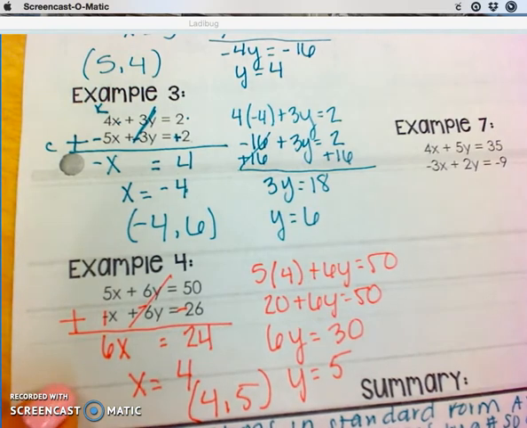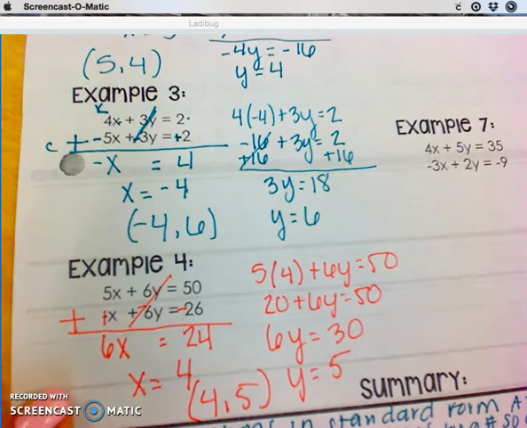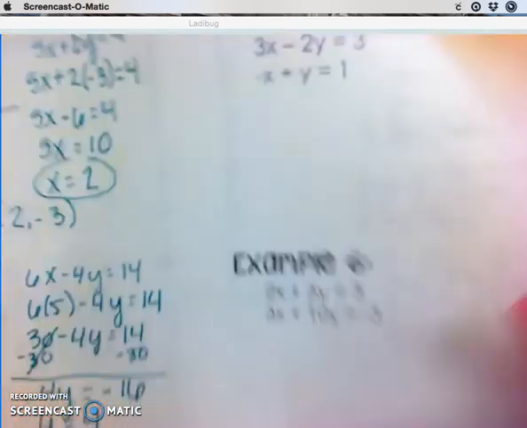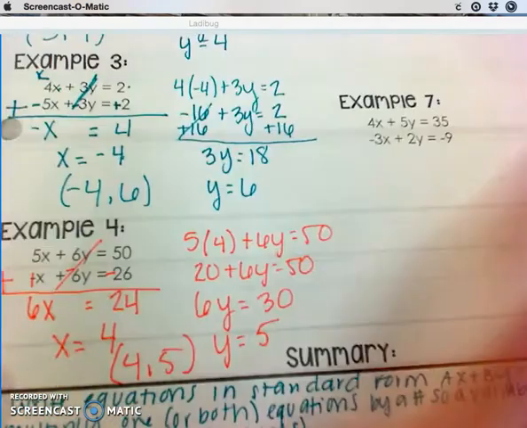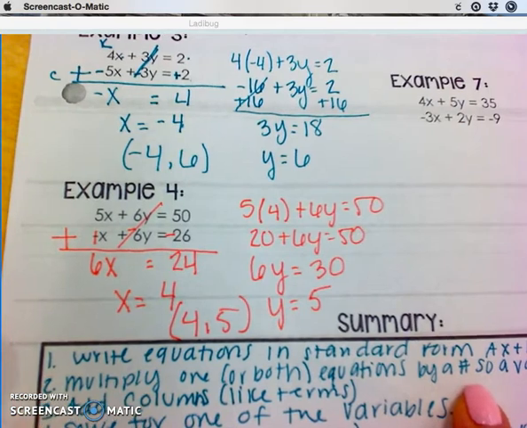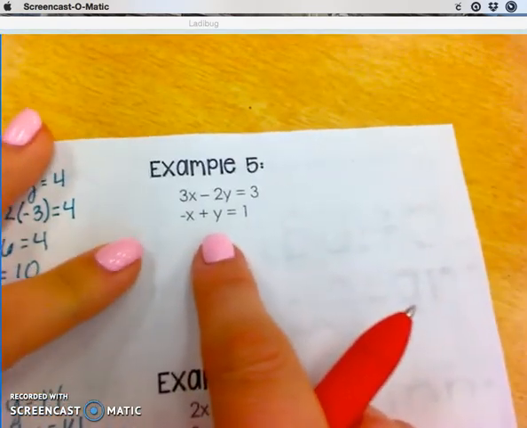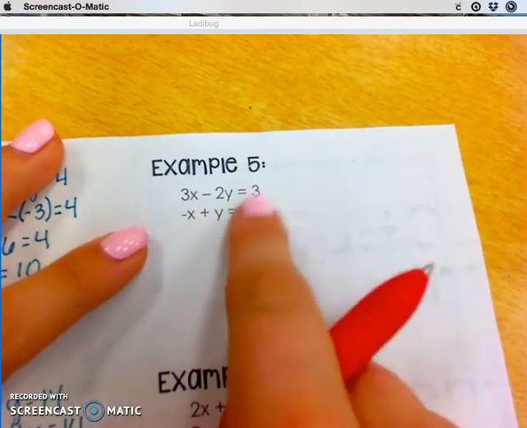So that's nice and easy when I have the same coefficient for one of those variables, even if I do have to change the sign. But now we're going to look where we have to incorporate that step 2, multiplying, to get one of the numbers the same. Okay? So in this example 5, none of my coefficients are the same.